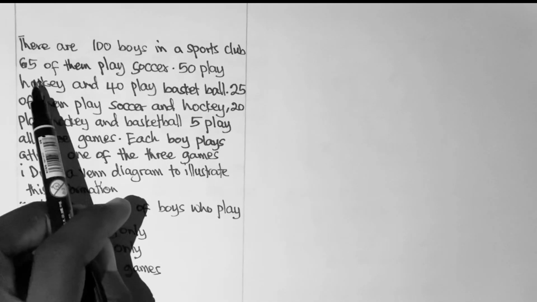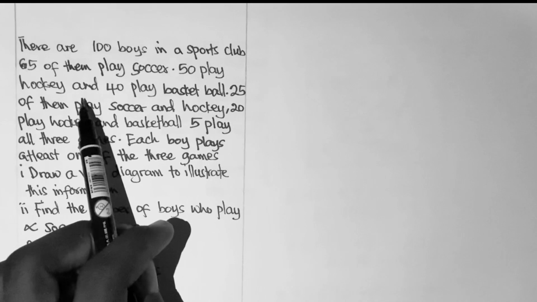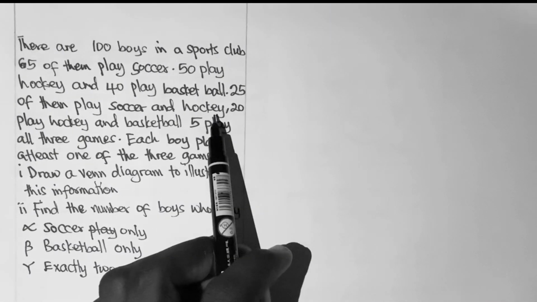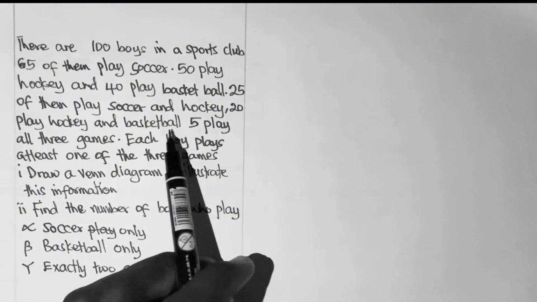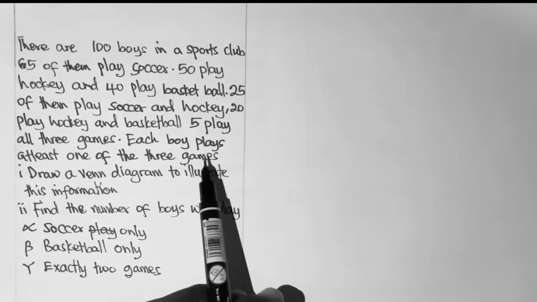There are 100 boys in a sports club. 65 of them play soccer. 50 play hockey. 40 play basketball. 25 of them play soccer and hockey. 20 play hockey and football. 5 play all 3 games. Each boy plays at least one of the 3 games.